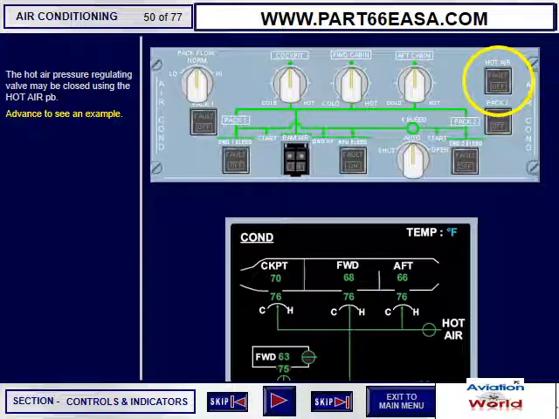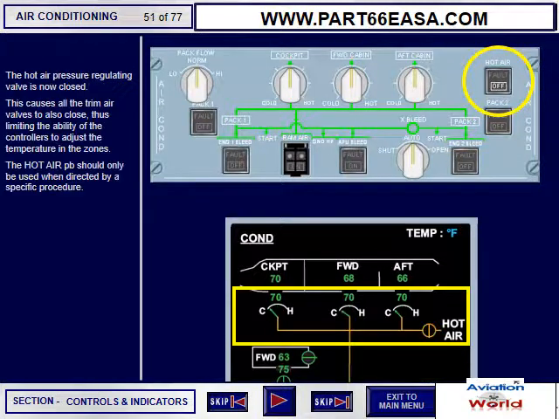Advance to see an example. The hot air pressure regulating valve is now closed. This causes all the trim air valves to also close, thus limiting the ability of the controllers to adjust the temperature in the zones. The hot air push button should only be used when directed by a specific procedure.